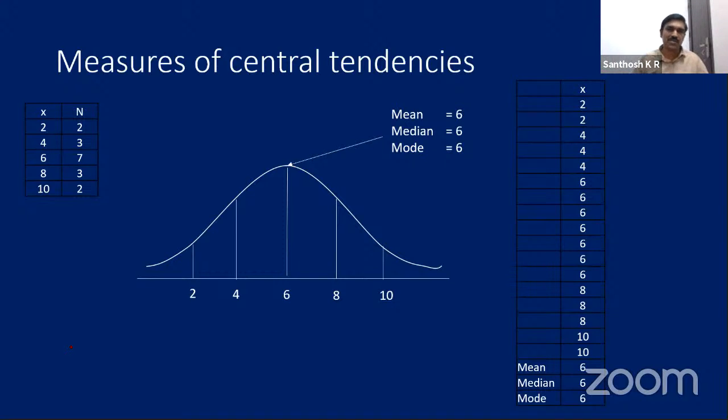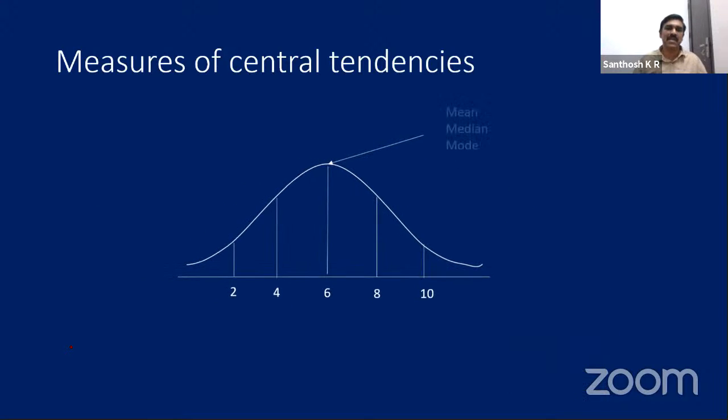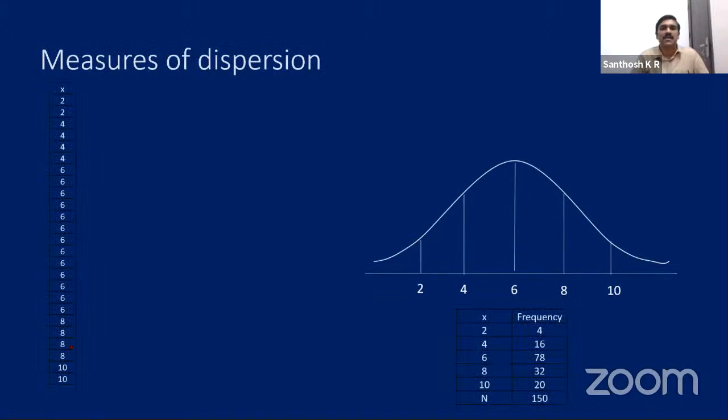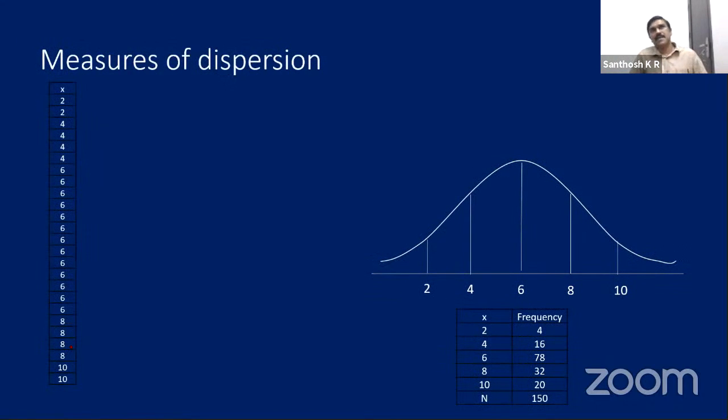We will first look into the next level of measures of central tendency. After measures of central tendency, what comes? See, when people looked into measures of central tendency, they understood that they were doing something wrong.